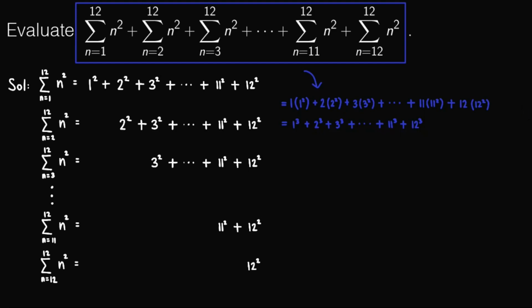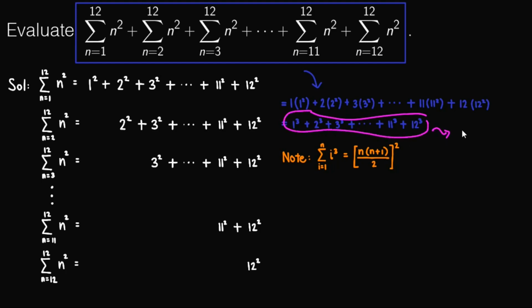So now, recall or note that the sum of consecutive cubes formula from 1 to n is given by the quantity n times n plus 1 all over 2, squared. So we apply this to what we have. In this case, this out here is equal to the summation from i equals 1, i cubed, up until 12. So our n in this case is 12. So we just plug this into this formula.